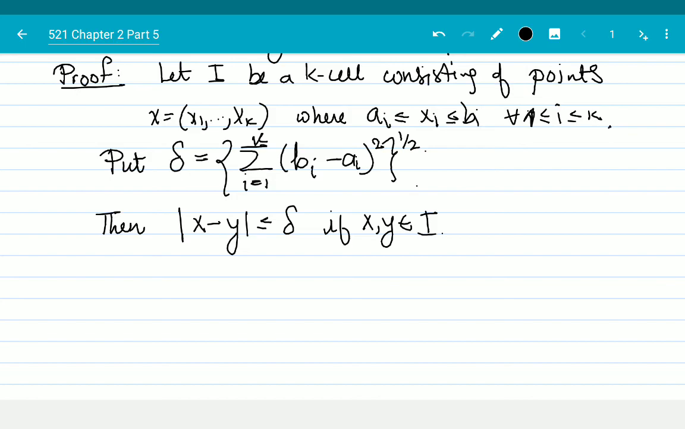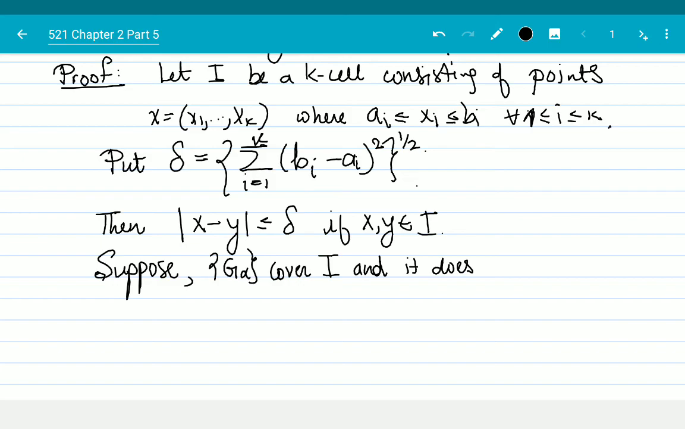now suppose this cell was not compact. Okay, so suppose there is an open cover G alpha of I which does not have a finite subcover.